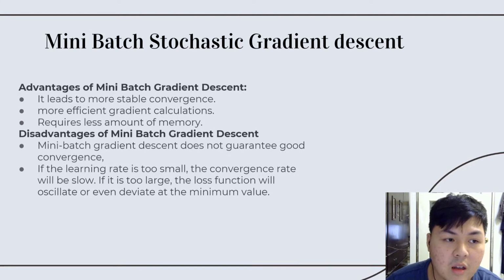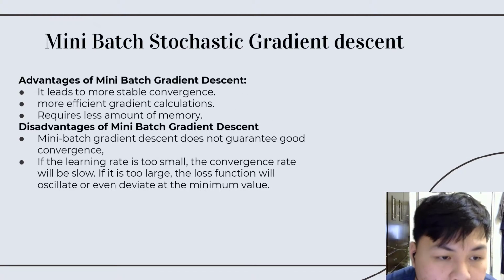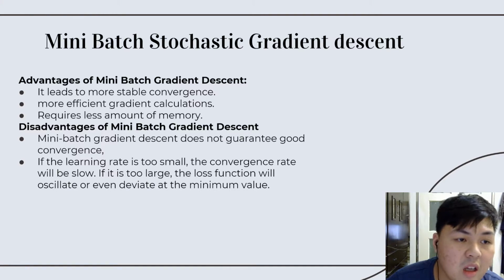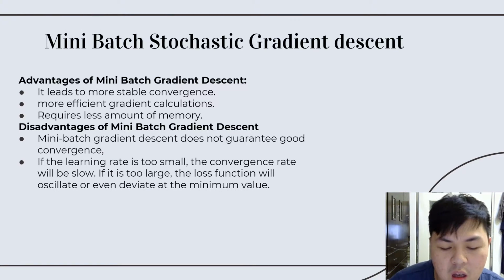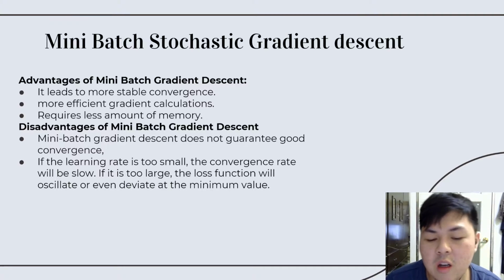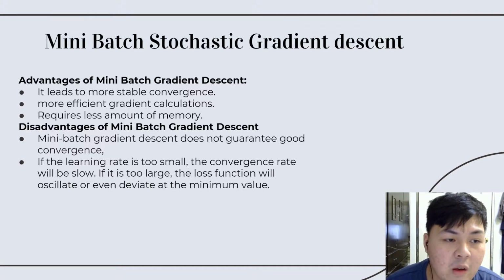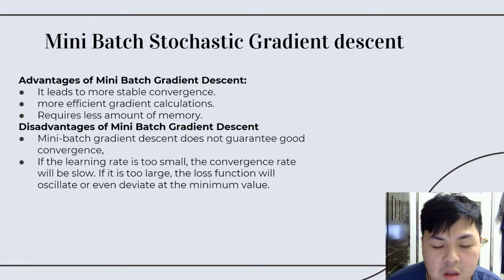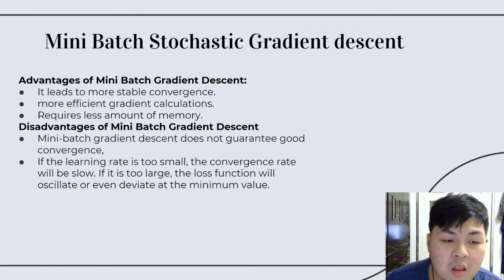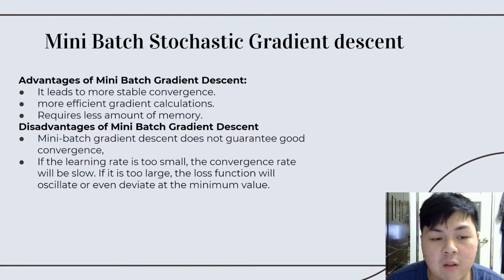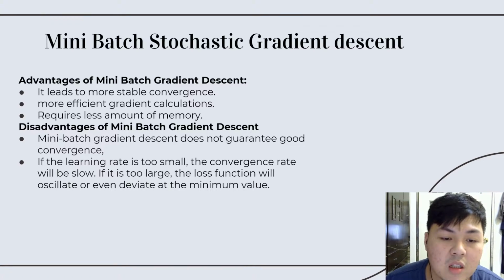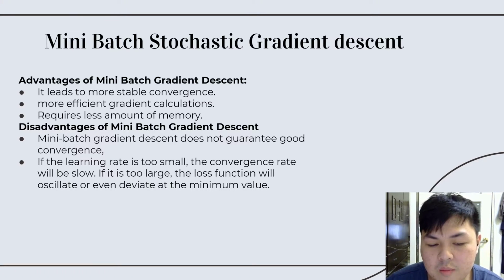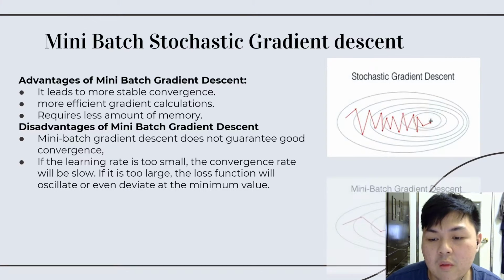And some of the advantages and disadvantages of mini batch SGD is that it leads to more stable convergence, and it has more efficient gradient calculations, and it requires less amount of memory. But the drawbacks are mini batch gradient descent does not guarantee good convergence, and if the learning rate is too small, the convergence rate will be slow, and if it's too large, the loss function will oscillate or even deviate at the minimum value.